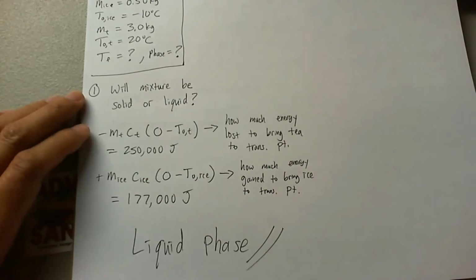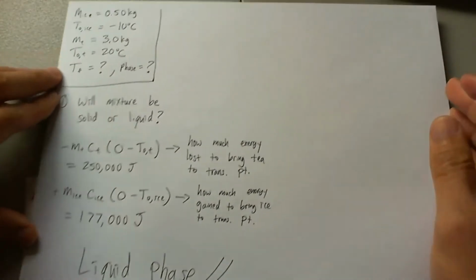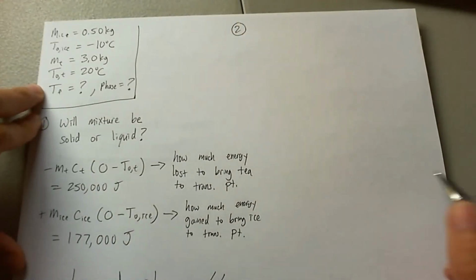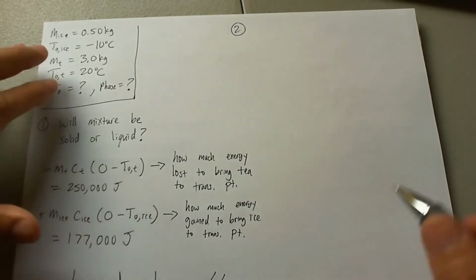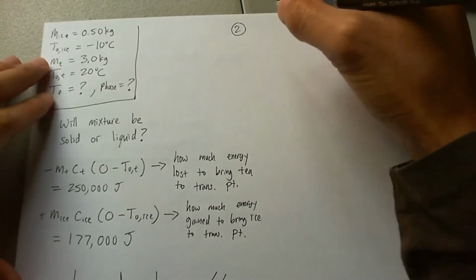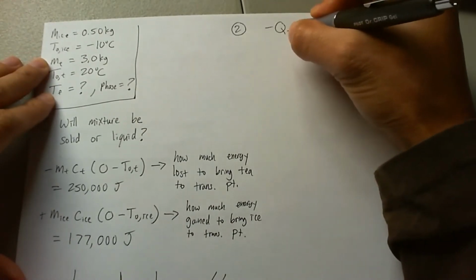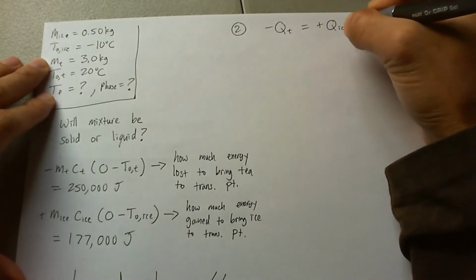And you answered that part of the question. Now, this is great because you actually need this to find the second part of the problem, what the equilibrium temperature is. Now we're going to do what we did in the previous two problems that I worked with you on. And we're going to look at Q lost by T equaling positive Q gained by ice.